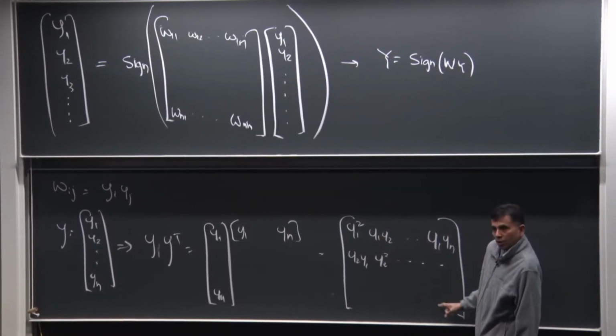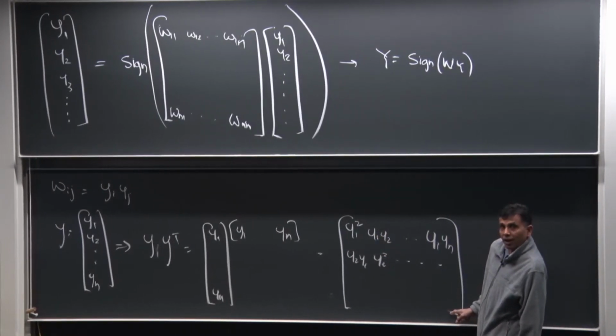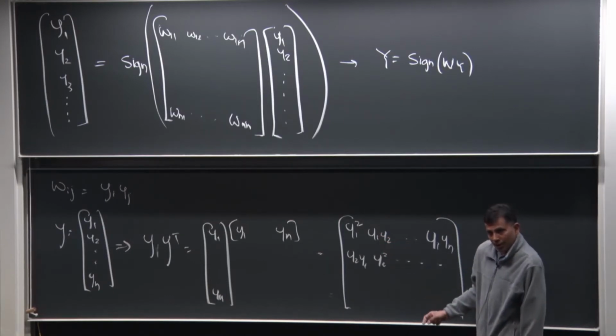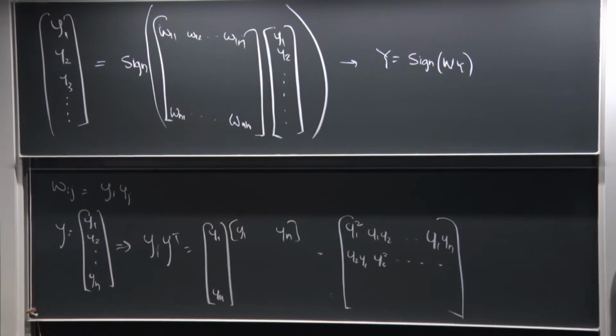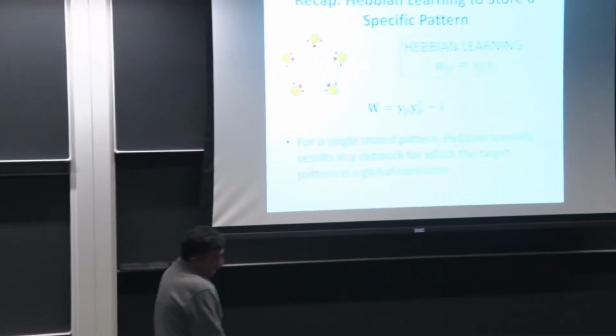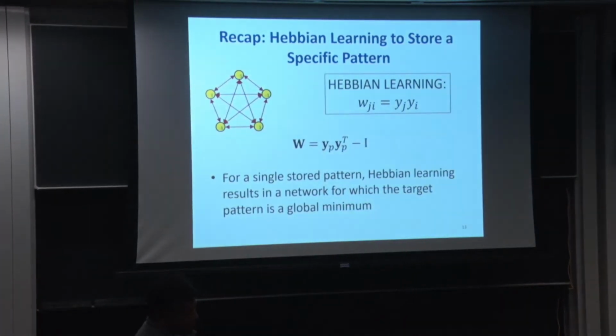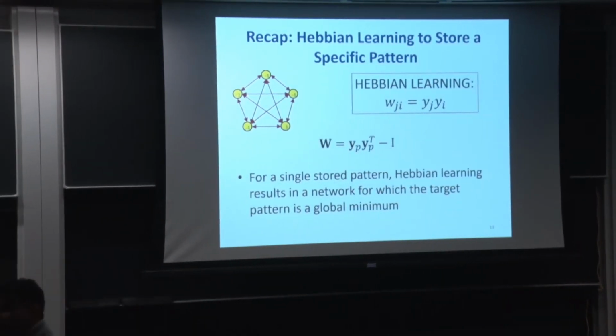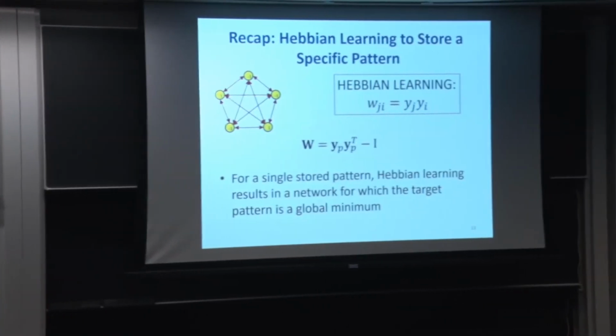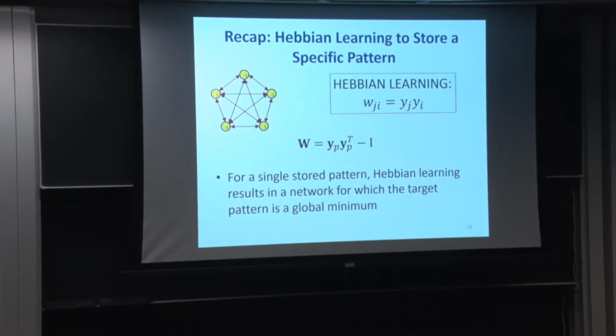The diagonal entries are all guaranteed to be 1 because every y is either +1 or -1, and the diagonal entries are squared. So the weight matrix is in fact simply, if I use simple Hebbian learning, the outer product of the pattern I want to store minus the identity matrix, because you want the self weights to be 0.